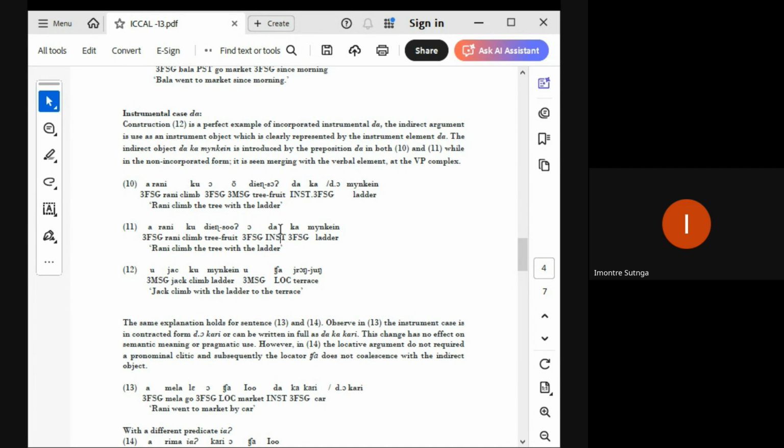Here we can see the is an instrument marker, and the indirect object the ka mungkin, from this position in 11, is introduced by the preposition the in both 10 and 11, while in the incorporated form it is moved from the NP complement to the verbal complex in 12. Ujak u mungkin u. You see that the instrumental argument has shifted its position from the NP to the verbal element, forming a VP complex.